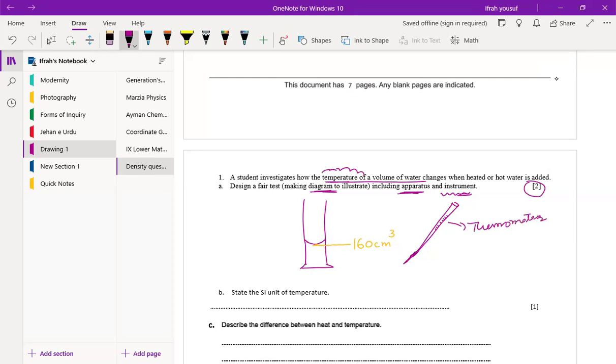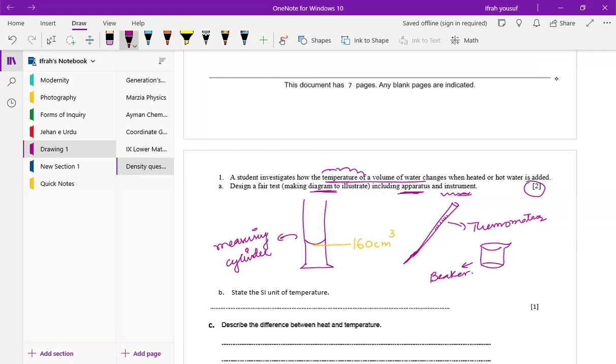And this should be a measuring cylinder. Are we going to heat any water? Any amount of water? Yes. So we should have the beaker. Is this clear? Beaker. ठीक है? Right.